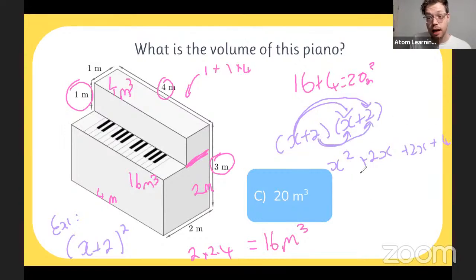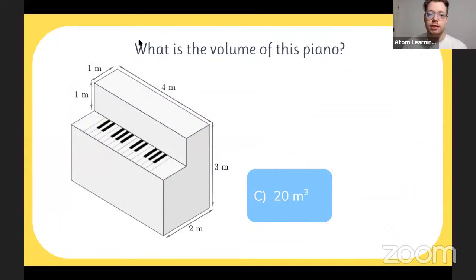We then combine the like terms. So x squared, we've only got one of those, so that stays by itself, but we have 2x plus 2x, which gives us 4x. And then we have that plus 4 at the end. So that was the nice little algebraic extension for those of us that wanted a challenge. Very good. So that was the volume of the piano.